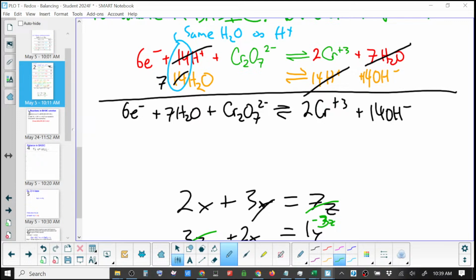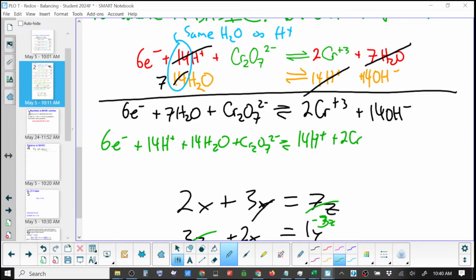I'll do it the way Tio has been doing it. If I didn't do all that crossing out and I just added this, do you see how I got this? If I make that 14 to match, those both have to be 14, right? So if I just add it, I go 6 electrons plus 14 H plus 14 H2O, because I added it, plus Cr2O7 2 minus, plus 14 H because I added it, plus 2 Cr plus 3, plus 14 OH minus, plus 7 H2O.